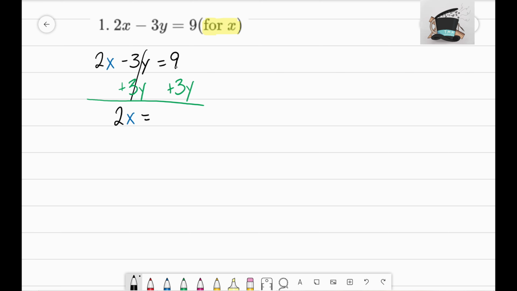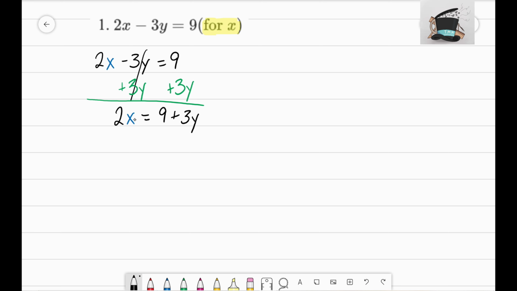Now I have 9 plus 3y, and I want to make sure you're being very careful. 9 plus 3y is not 12y. Okay, those are not like terms. We cannot add those two terms together. Okay, so I just want to make it very clear. We cannot combine those, so I'm just going to leave that as 9 plus 3y. I can't combine them. Okay, all right, I am almost done with this problem.